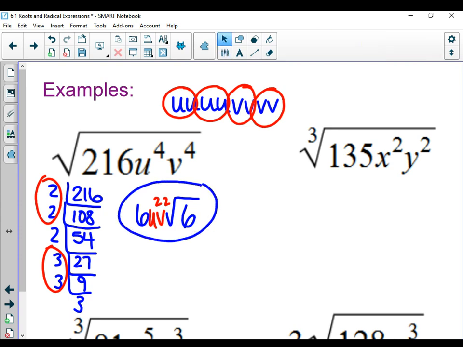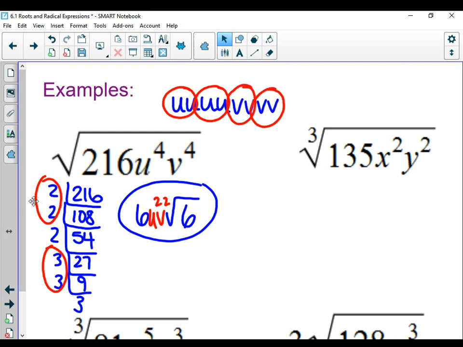Some of us realize, hey, why don't I just divide the exponent by the index? Cool, do that. But what if I have a remainder? That's fine. That's what's left over. Okay? So there's a lot of different methods to approach these. I'm going to show you different ones. And then whatever works best for you, go for it. Okay?